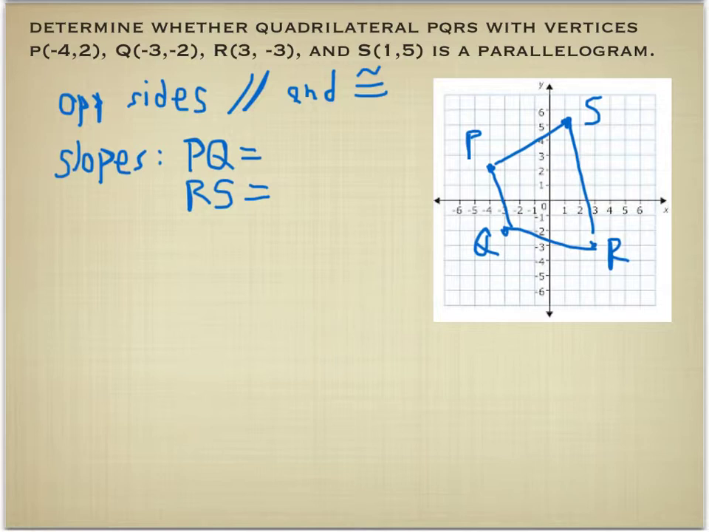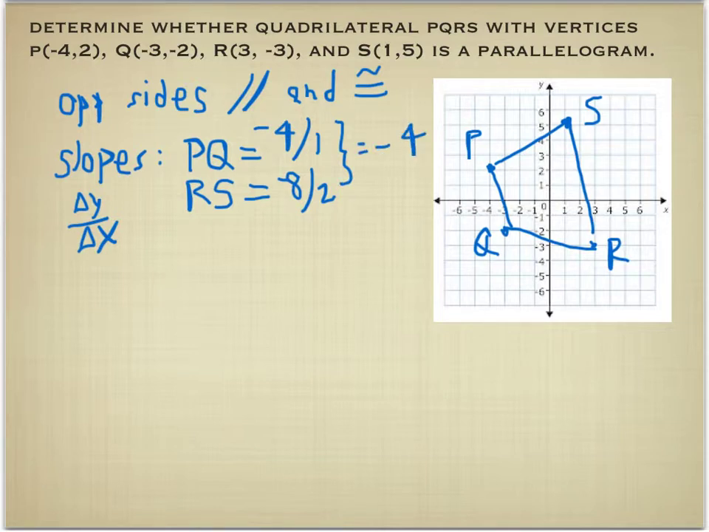So PQ, remember slopes are change in Y over change in X. So for PQ, you have those up there, from 2 to negative 2 is 4, and from negative 3 to negative 4 is 1, so 4 over 1, and it's negative, so I know it's going to be negative 4 over 1. Let's look at R and S. Again, my change in Y is going to be 8, that's from 5 to negative 3, and my change in X from 1 to 3 is 2. Once again, it's negative. So these two actually both equal negative 4 for a slope, so we do know that they are parallel. So PQ and RS are parallel.